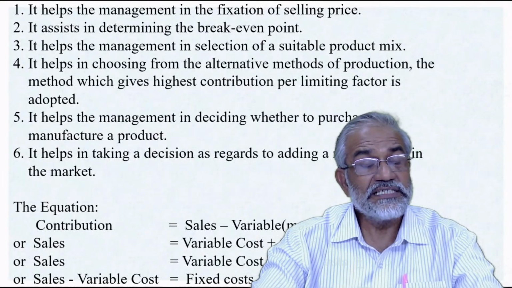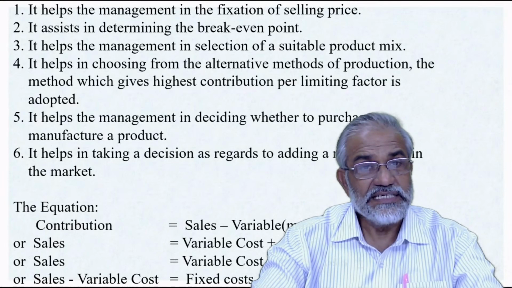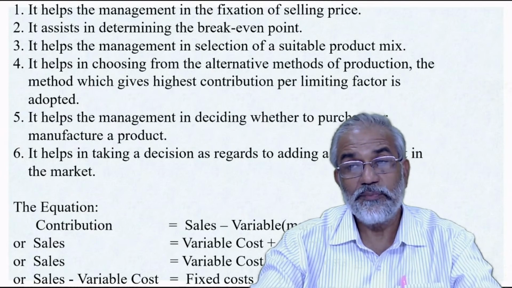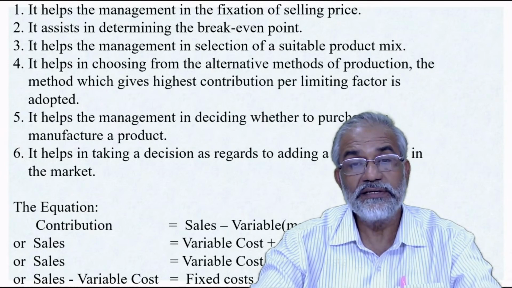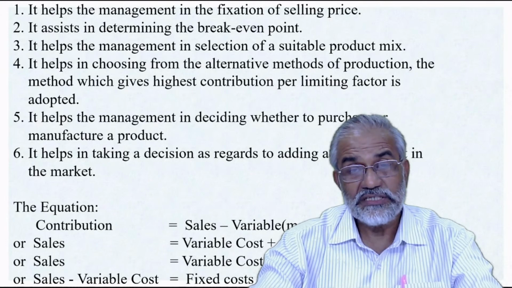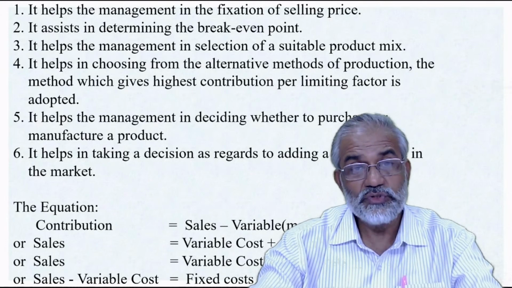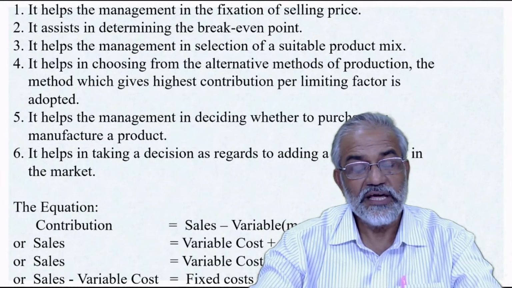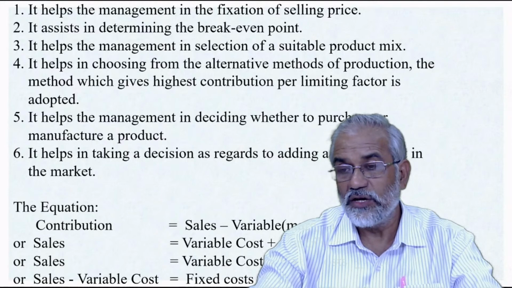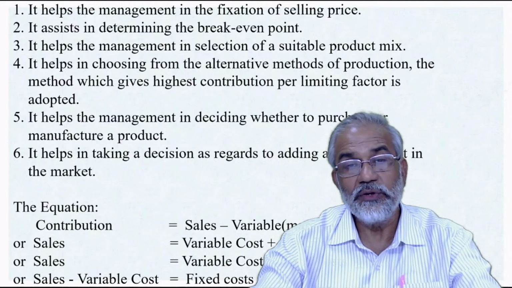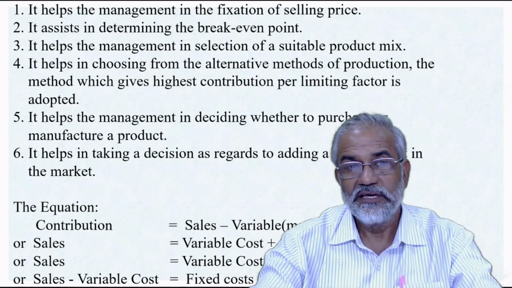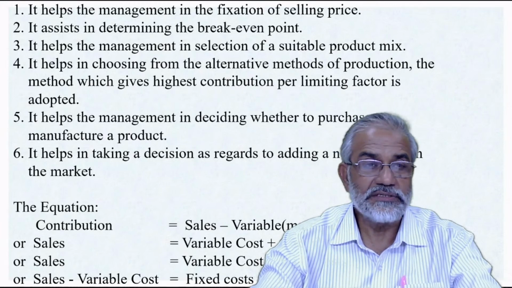The second advantage in respect of contribution is it assists in determining the break-even point. If we look to the determination of break-even point, if the total fixed cost is divided by the contribution per unit, that would be the volume of production at which there won't be any profit, there won't be any loss. That means the total of revenue would be exactly equal to the total of expenses or the total of cost. Break-even point is that point where there is no profit or no loss.